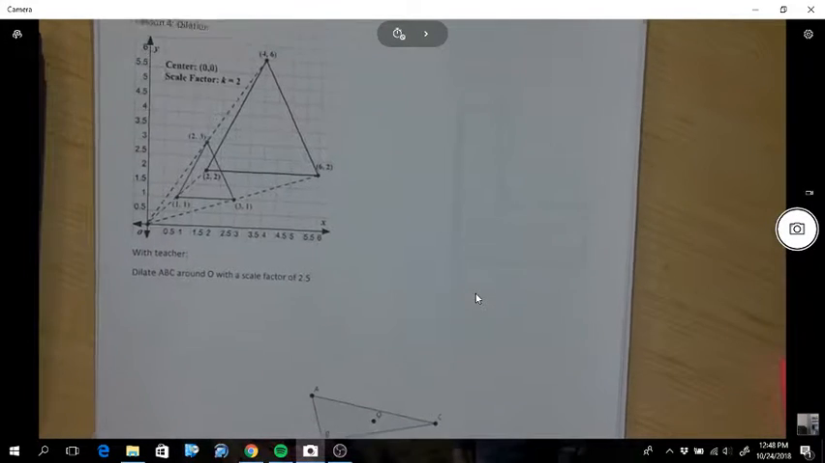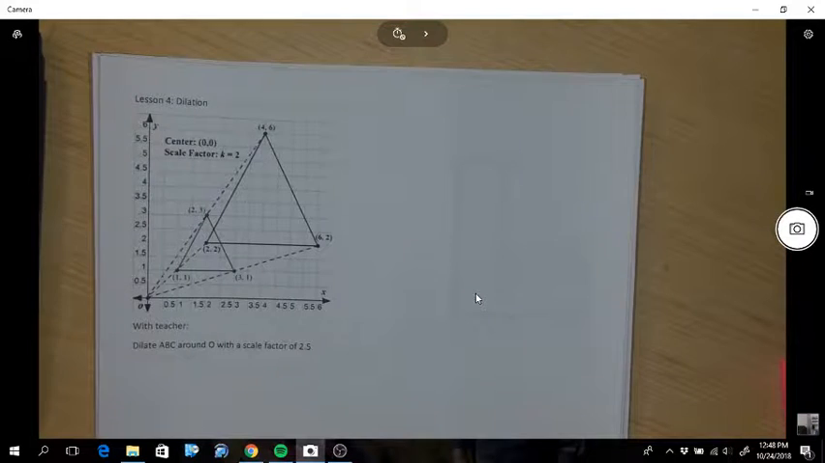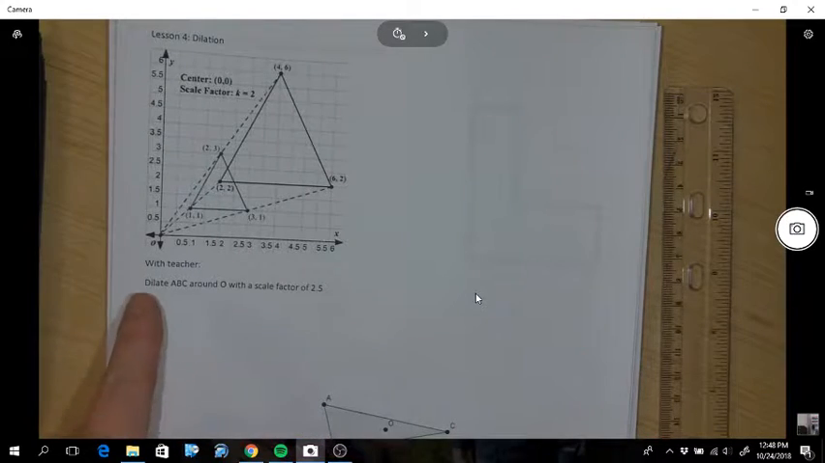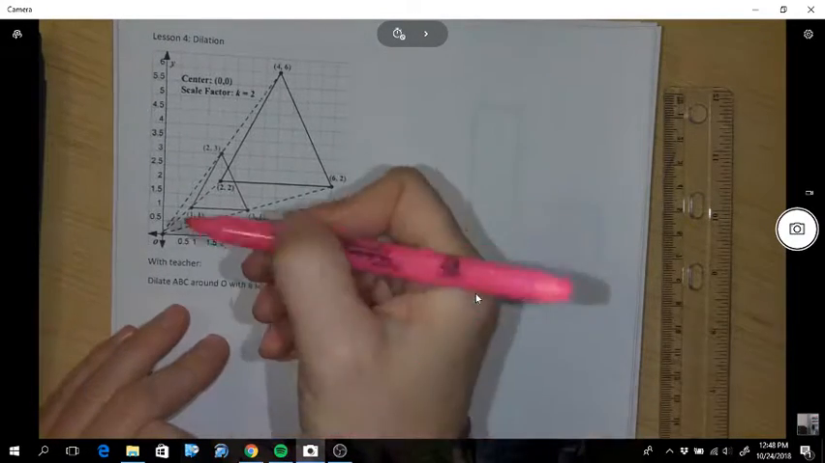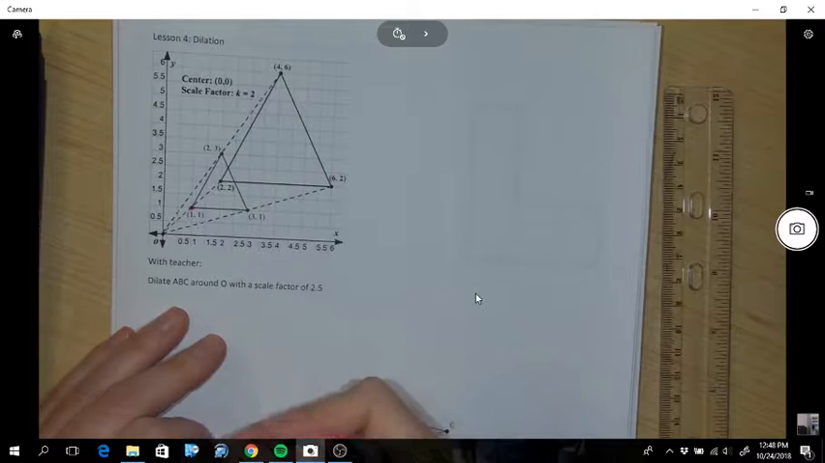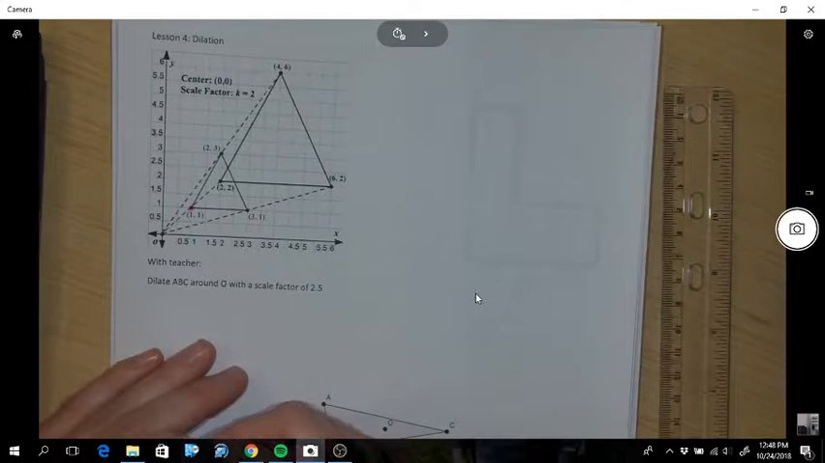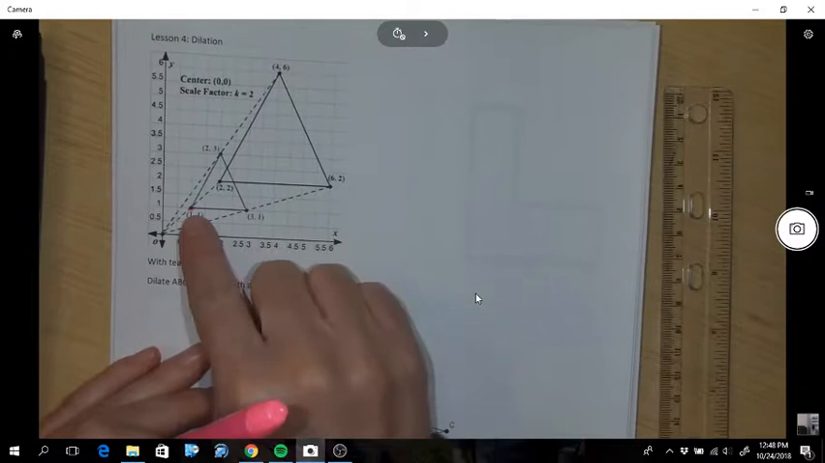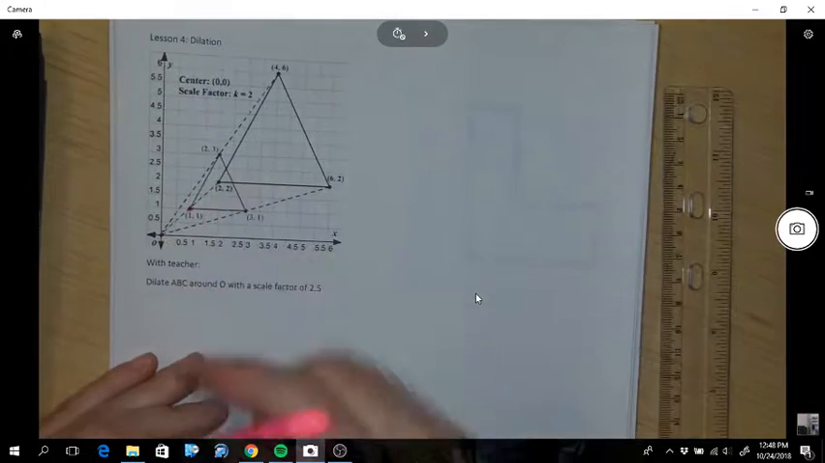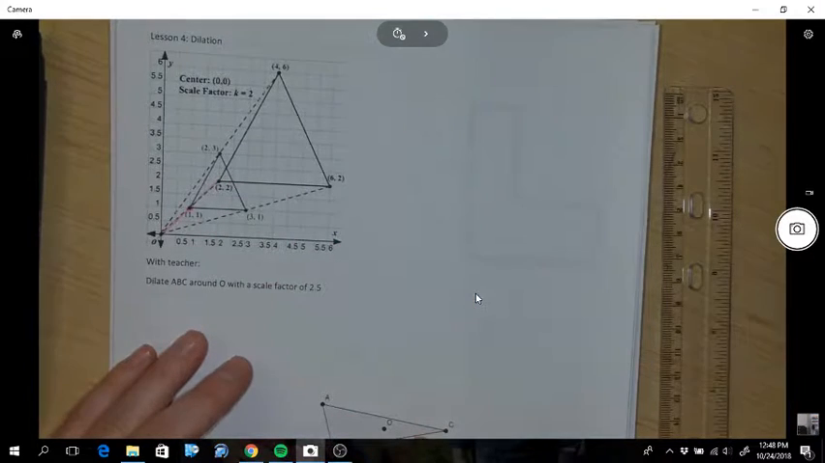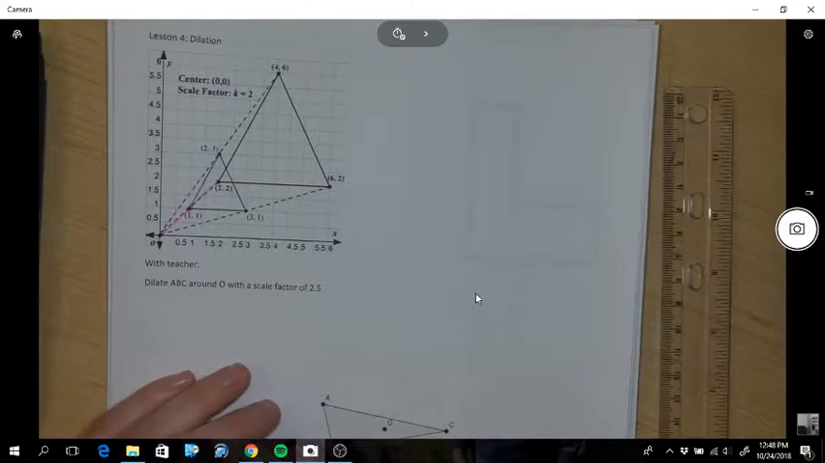Okay, the last outcome is lesson 4, dilations. Okay, so you can see here on this first example that this point is 1, 1, and if it has a scale factor of 2 from the origin, it would now go in line with the origin twice as far. So now it's at 2, 2.